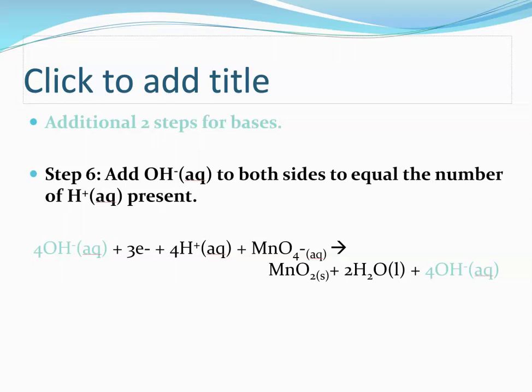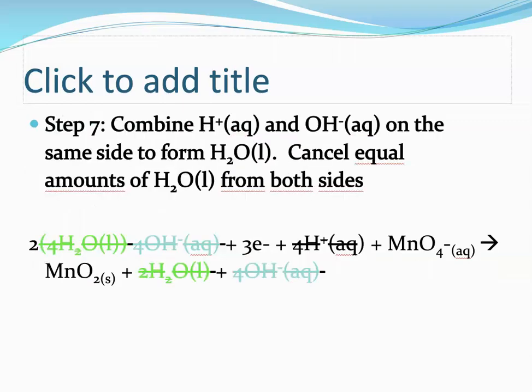Step 6 involves adding hydroxide ions to both sides equal to the number of hydrogen ions present. In step 7, any hydrogen ions and hydroxide ions are combined and water is canceled out from both sides if possible. Do steps 6 and 7 look familiar? They should. They are the same final steps for bases from balancing with oxidation numbers.